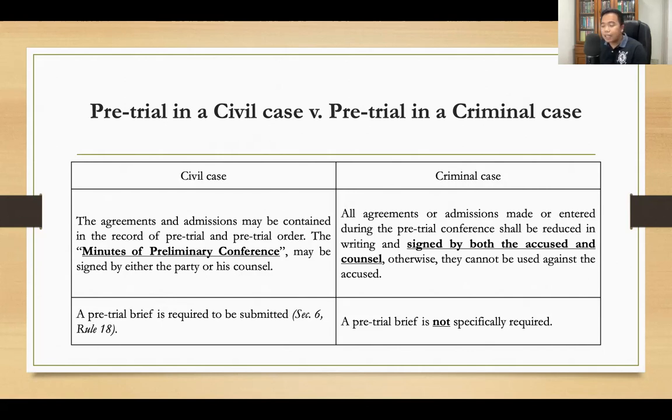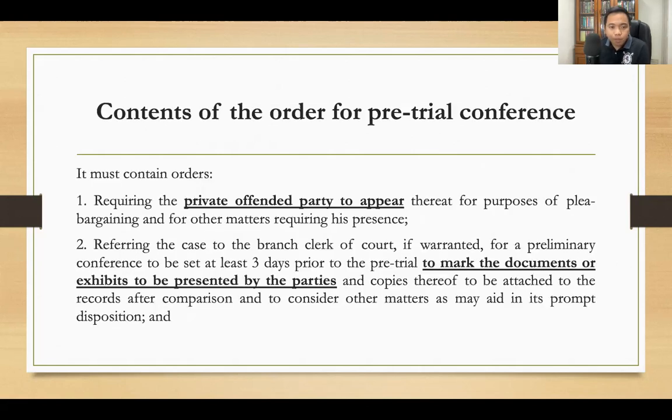Okay, in a civil case, if the court sets the case for pre-trial conference, then both parties will have to file pre-trial briefs. On the other hand, in a criminal case, the prosecution and the accused do not file a pre-trial brief. Okay. Now, the pre-trial conference order will have to contain the following matters.